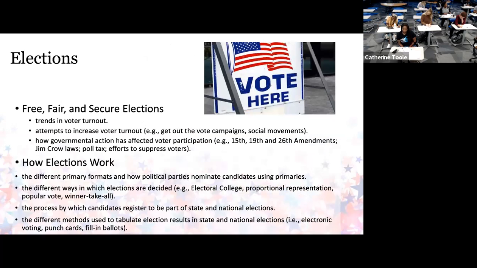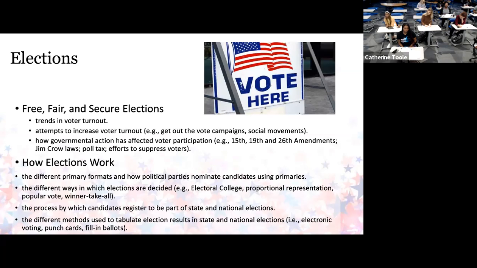Okay, free, fair, and secure elections. This is another concept that is foundational to our government. And that's what we're talking about, concepts that are foundational, that we will have free, fair, and secure elections. Some things you'll want to look at are trends in voter turnout, attempts to increase voter turnout, such as social movements, such as the civil rights movement, and how government actions have affected voter participation. We've got lots of amendments, the 15th, the 19th, the 26th, that all deal with voter turnout.